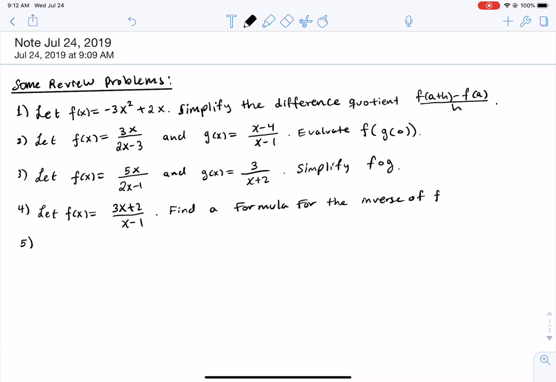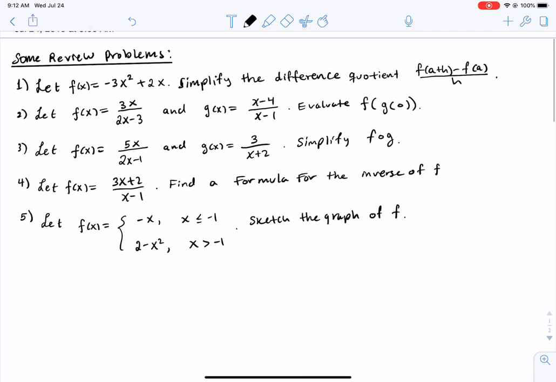Number 5, let f of x be a piecewise function, like this. Say it's negative x when x is less than or equal to negative 1, and it's 2 minus x squared whenever x is bigger than negative 1. I want you to sketch the graph of f of x.